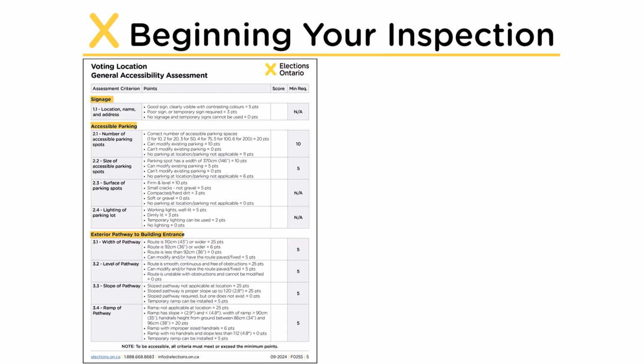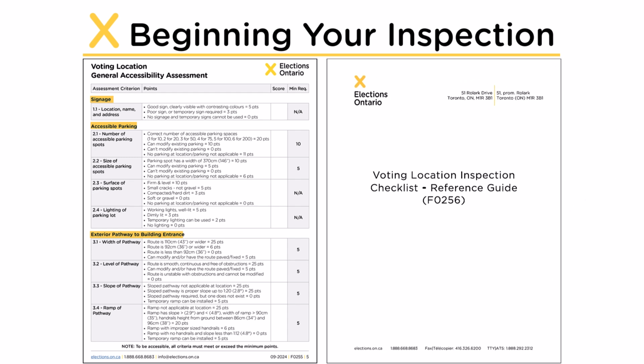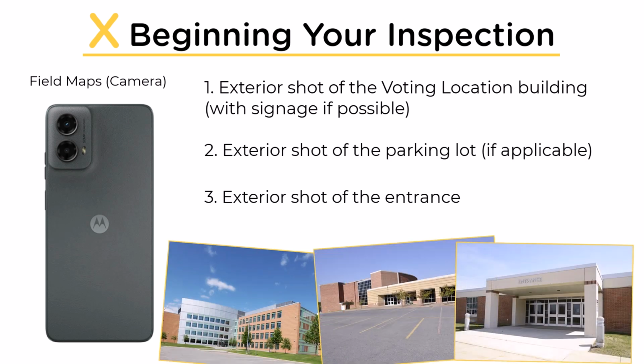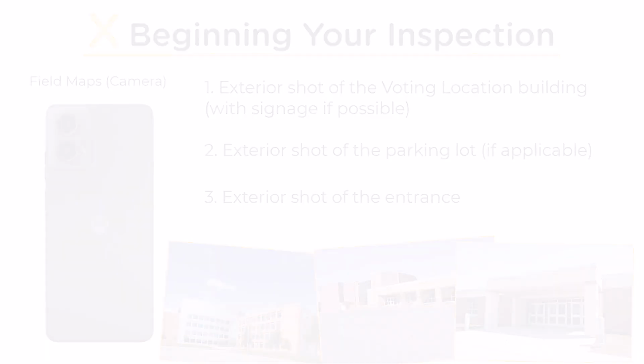Complete each section of the voting location inspection checklist, F0255, using the following guidelines. You can also refer to the voting location inspection checklist, reference guide, F0256, for detailed instructions. As stated in the first video, you will also be responsible for taking 3 specific photographs that will be published to the Elections Ontario website during the election period. Keep this in mind as you are completing the inspection.